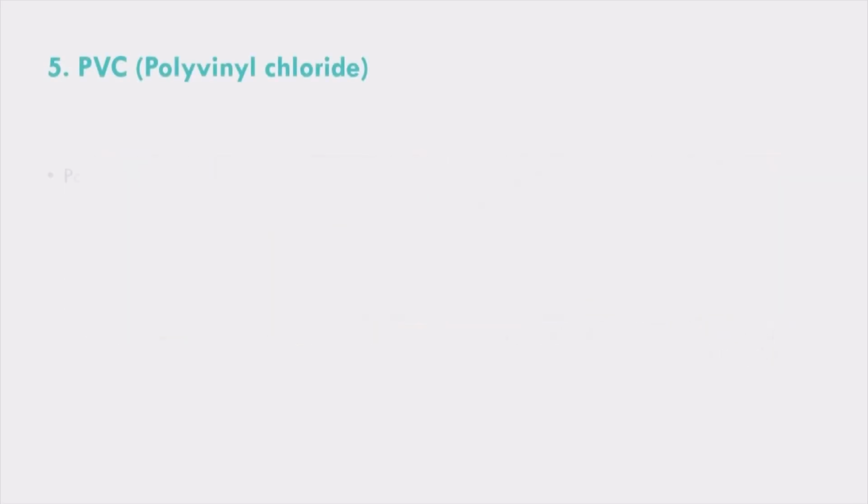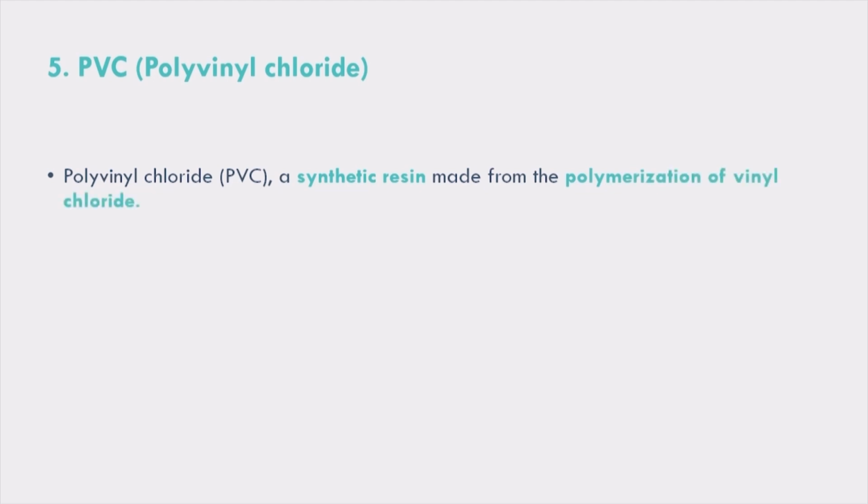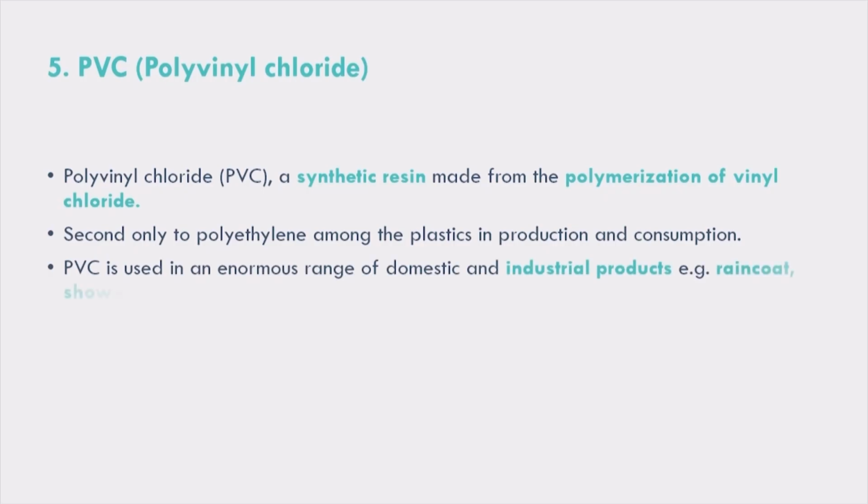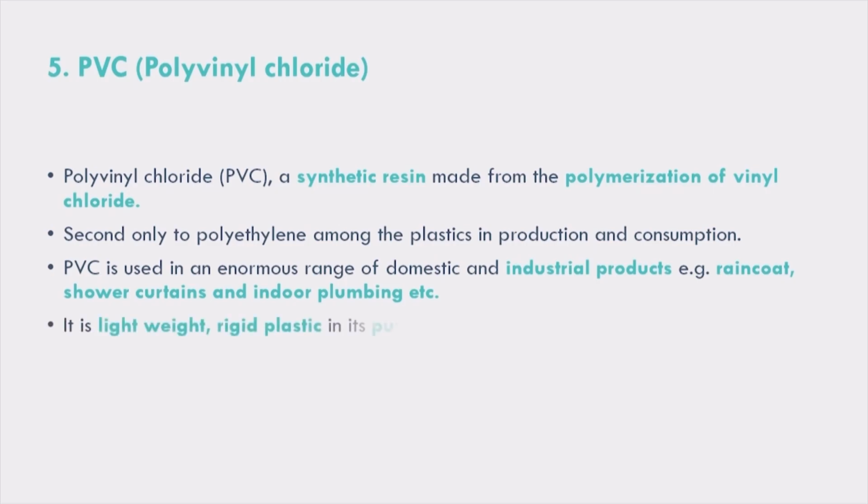PVC, polyvinyl chloride. Polyvinyl chloride, PVC, a synthetic resin made from the polymerization of vinyl chloride. Second only to polyethylene among the plastics in production and consumption. PVC is used in an enormous range of domestic and industrial products. For example, raincoat, shower curtains, indoor plumbing, etc. It is lightweight, rigid plastic in its pure form, but can also be manufactured in a flexible plasticized form.